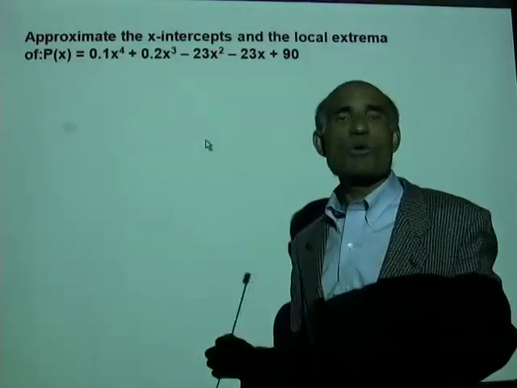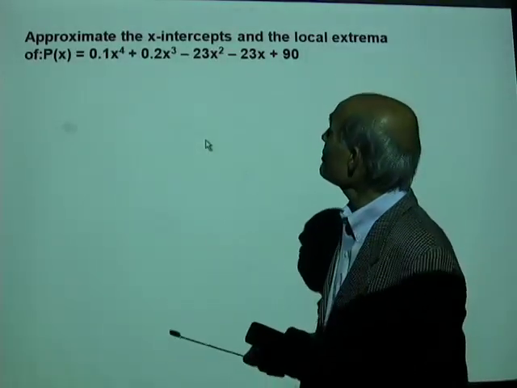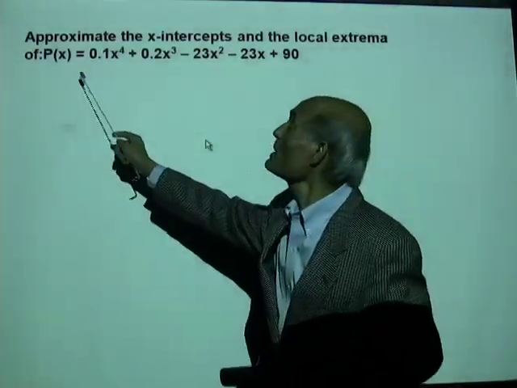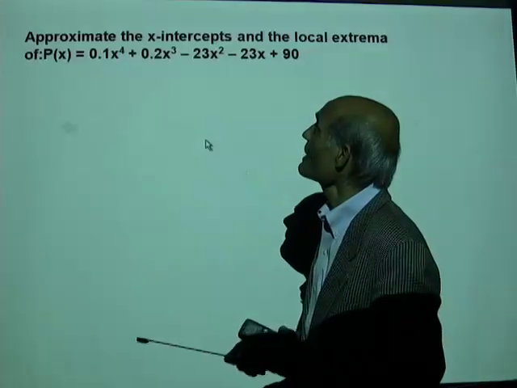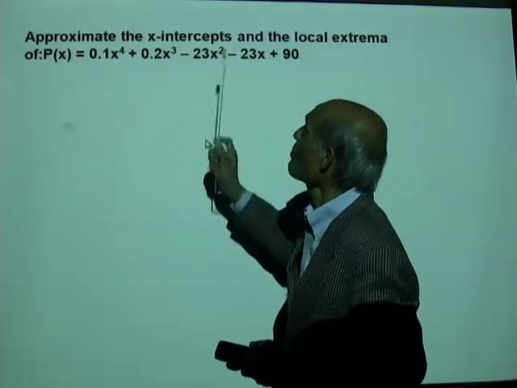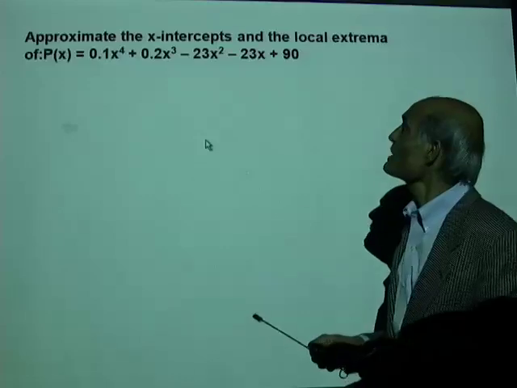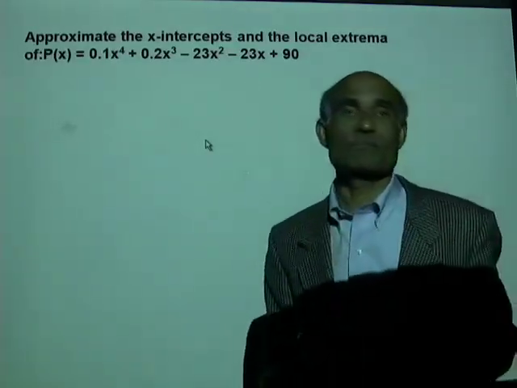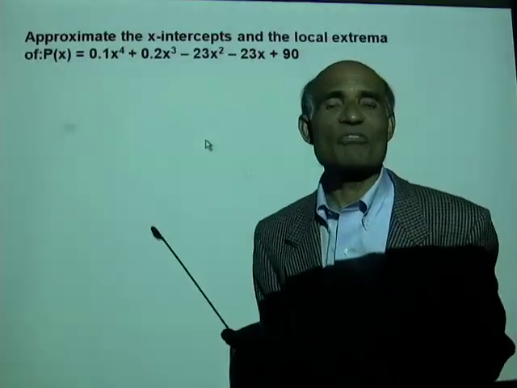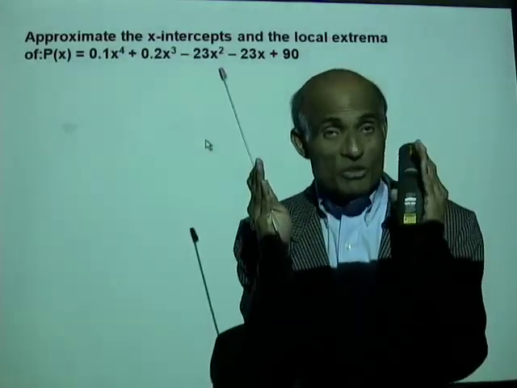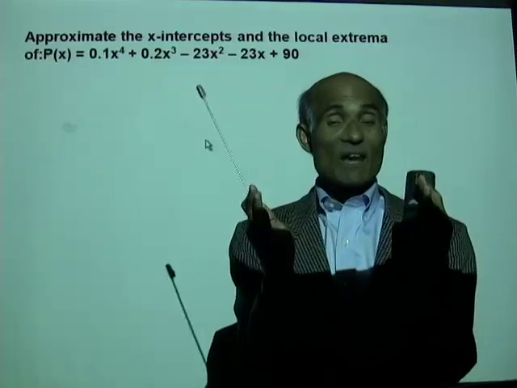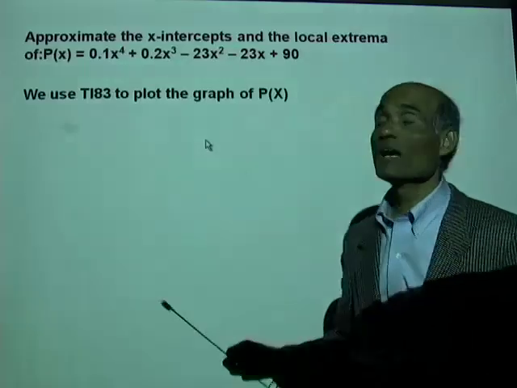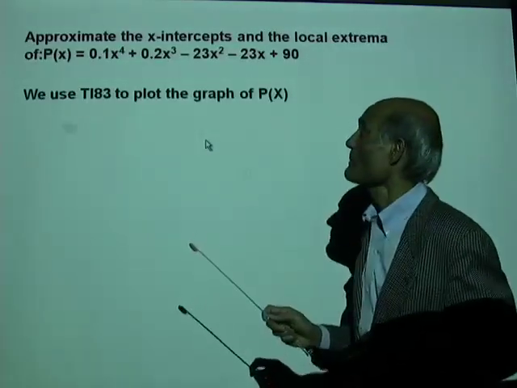Now, let's do a problem on the calculator. Approximate the x-intercepts and the local extrema of P of x equal to 0.1 x to the power of 4 plus 0.2 x cubed minus 23x squared minus 23x plus 90. I want you to draw the graph of this on your calculator. You know to take an appropriate scale. I'm not going to give it to you. You've got to work out an appropriate scale and plot the graph.